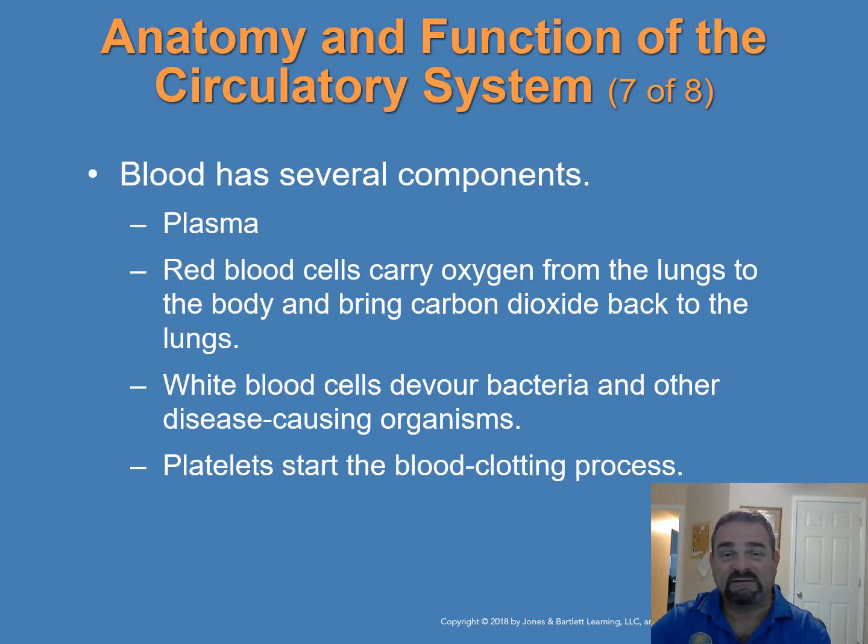All right, so blood has several components. It has plasma. It has red blood cells. The red blood cells carry oxygen from the lungs to the body and bring carbon dioxide back to the lungs. The plasma, just to touch base on that, I think we mentioned it in the human anatomy section. It is the water, okay? It's the water that's between the cells. And then white blood cells devour bacteria and other disease-causing organisms and get rid of them appropriately. It's our fighting mechanism, our little sentinels inside of our body to make sure we don't get sick. And then platelets start the blood clotting process.